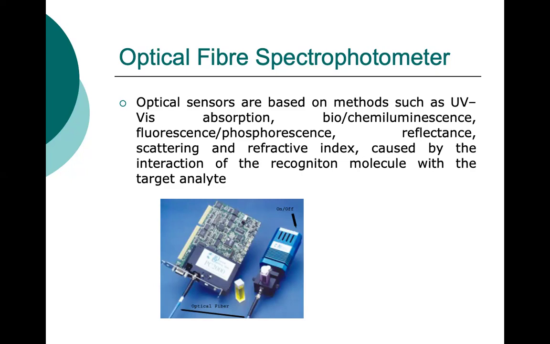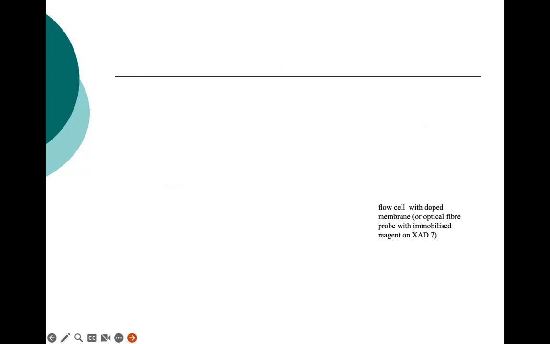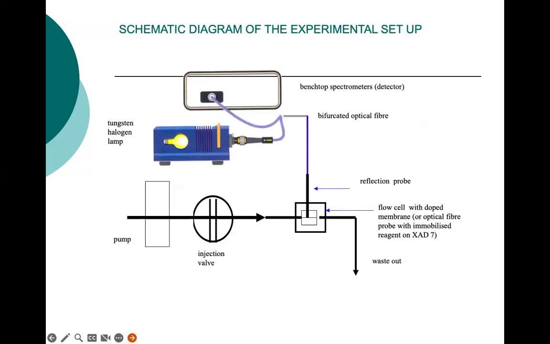I'm not here to talk about the engineering part of the sensor, but it's for you to understand the principle, how it works, just how the UV or the fluorescence spectrophotometer is being used in development of optical sensors. Right, so this is an example.